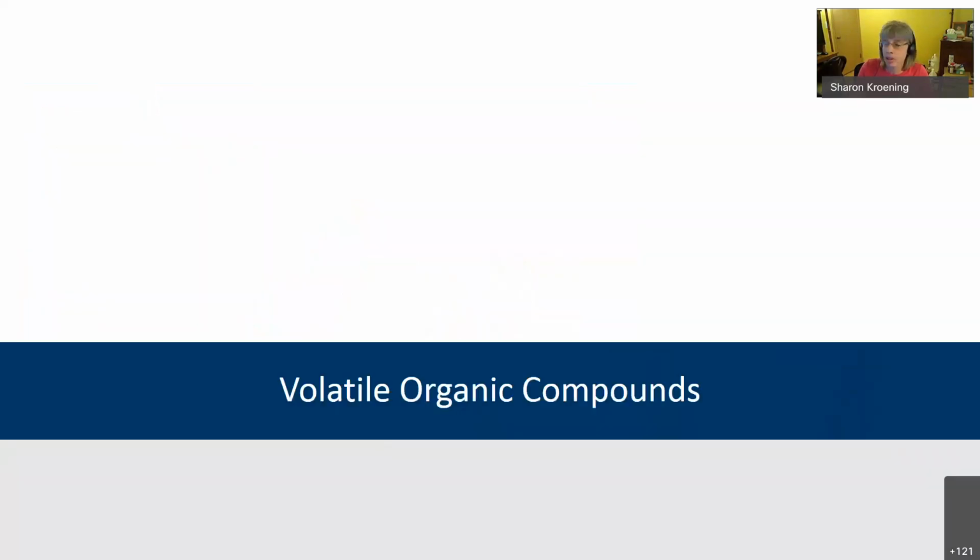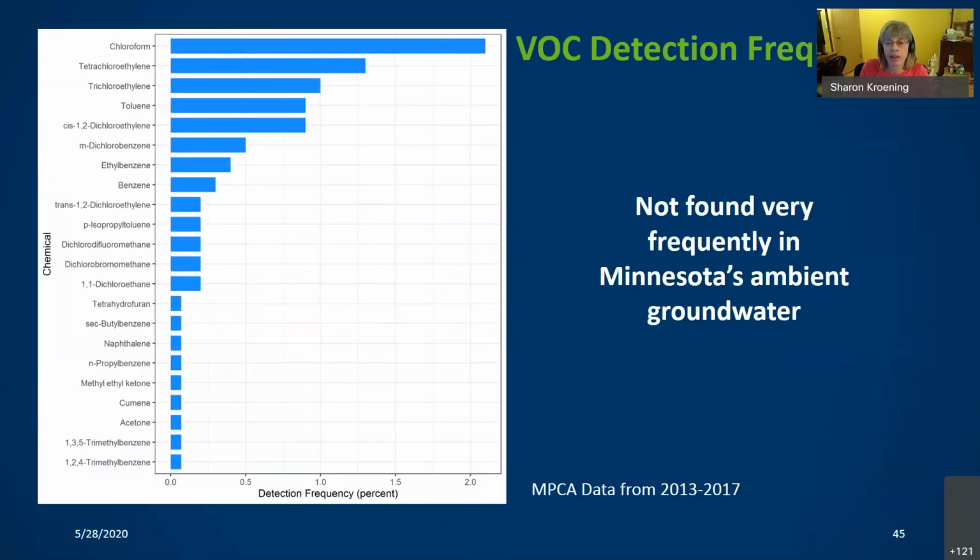And next, I want to move on and briefly describe some of our results from our VOC monitoring that we've done. This is a suite of chemicals that we don't find very frequently in the state's groundwater. This map shows the detection frequency of the chemicals in this suite that we find most often. And as you can see, we find VOCs in less than 2% of the wells that we've sampled.